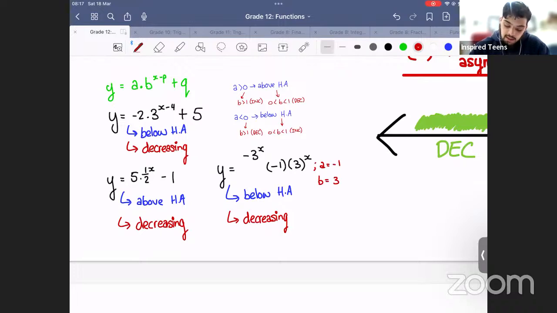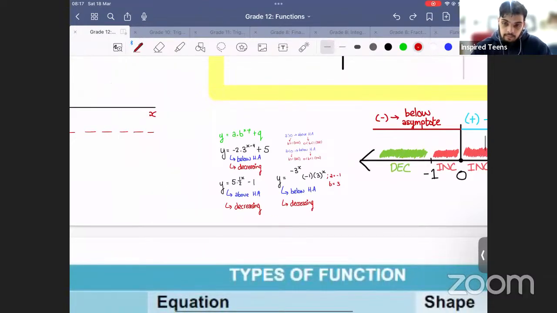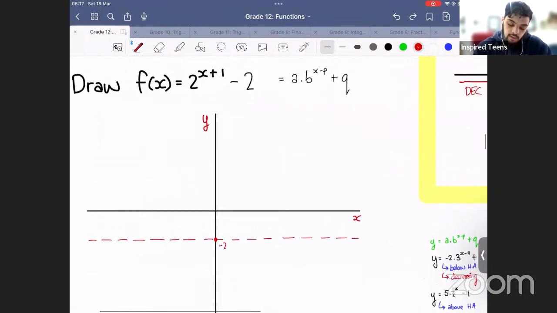So how do we know that it's decreasing? Because A is -1, that tells us it is below the horizontal asymptote. So then we go to the next part. We have to look at whether B is greater than 1, or B is between 0 and 1. If B is greater than 1, it will be decreasing, and ours is 3, so it's definitely decreasing. Okay, so let's move on here.